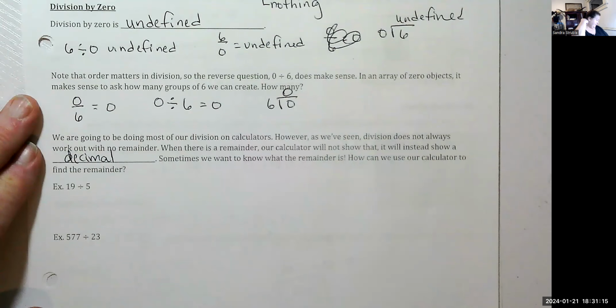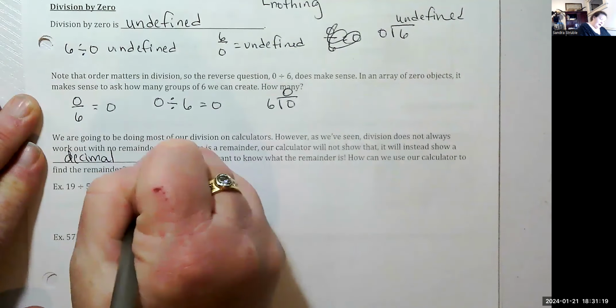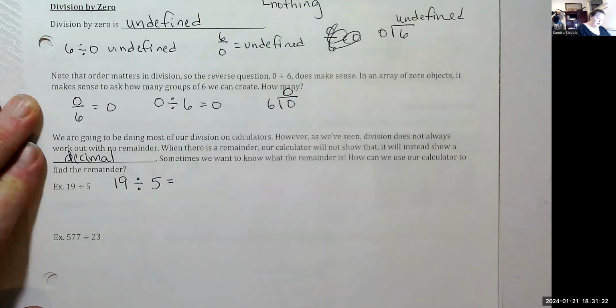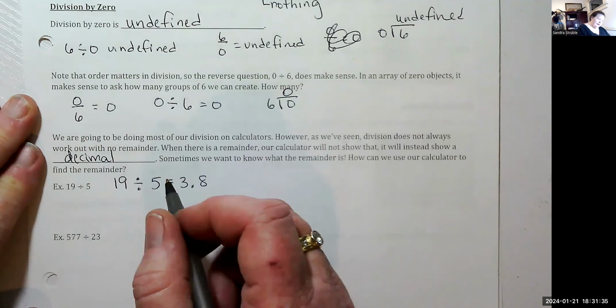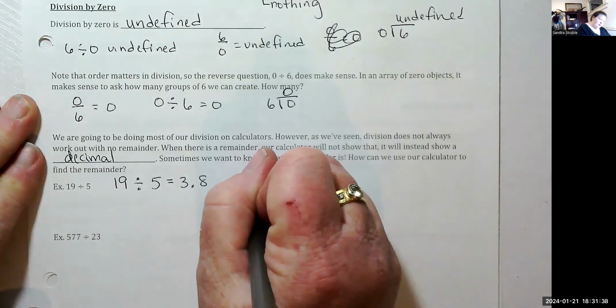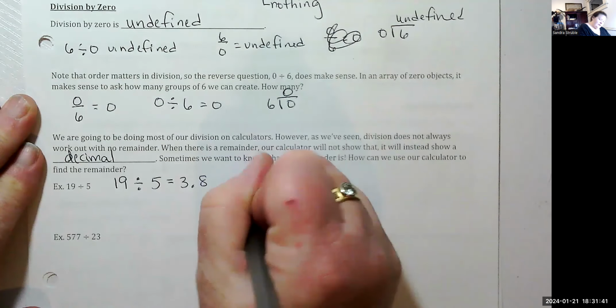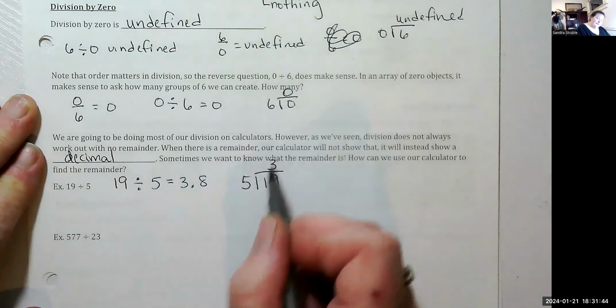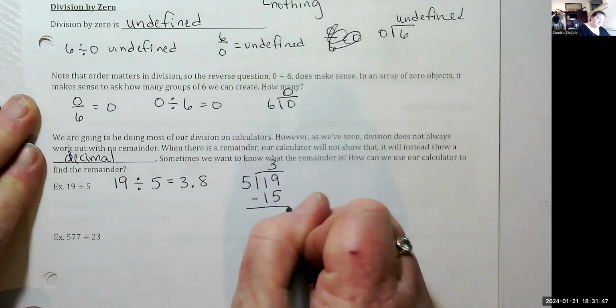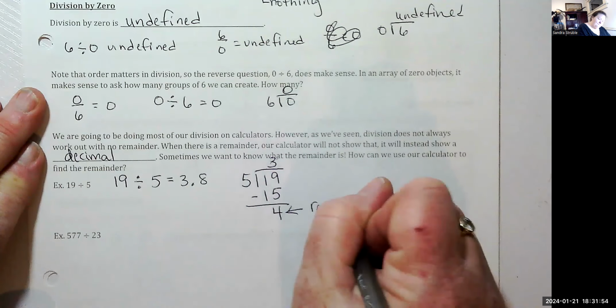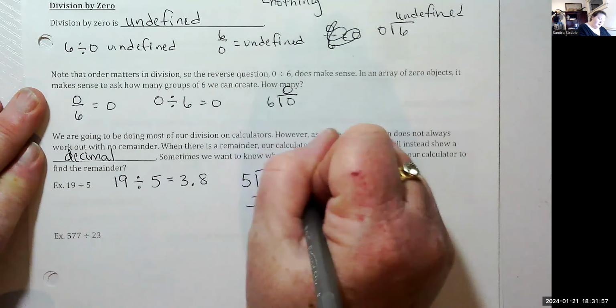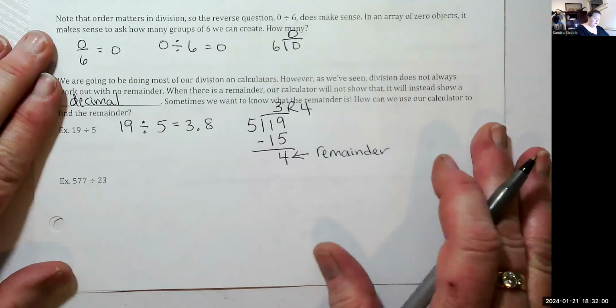With your calculator, you're going to go 19 divided by 5 equals. When you do that, you get 3.8. The 3 is what we need here. Now we take the 3 and go like this: 19 divided by 5 is 3. 5 times 3 is 15. 19 minus 15 is 4. So this is our remainder. Remainder 4.